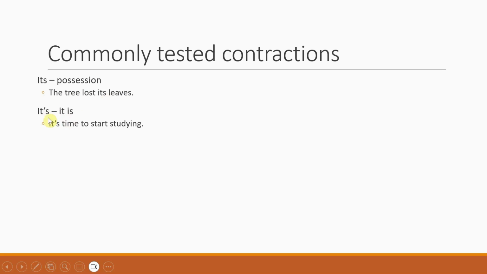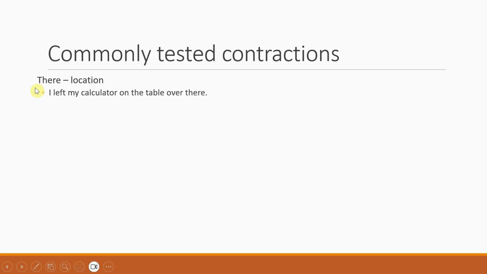Then there's it's with apostrophe S, which is the contraction form of it is. So it is time to start studying. The contraction is it's with the apostrophe S. Now, you will see this as an answer choice: its with an S and then the apostrophe. Never choose this. It is not a thing. It is a trick answer.